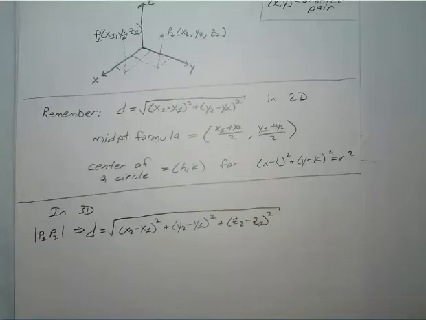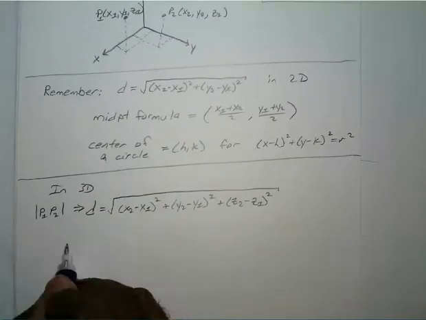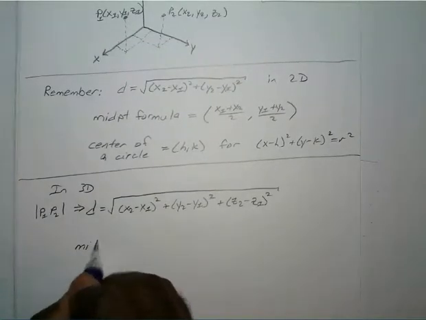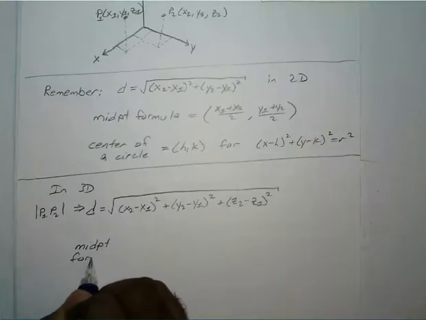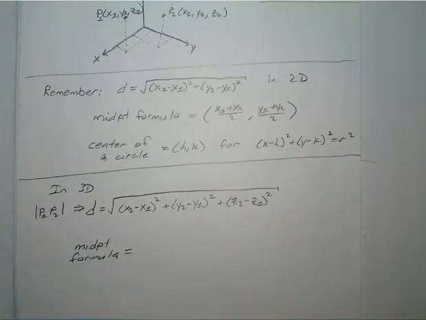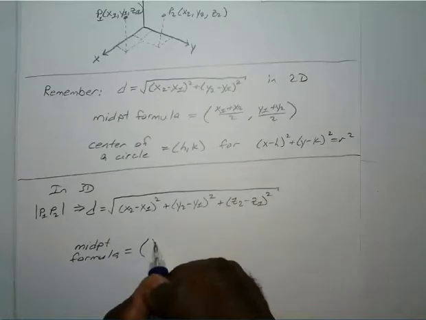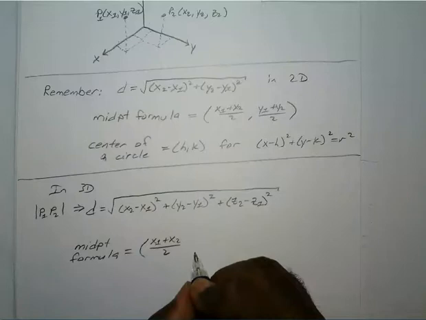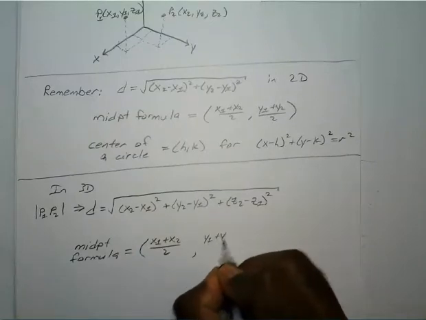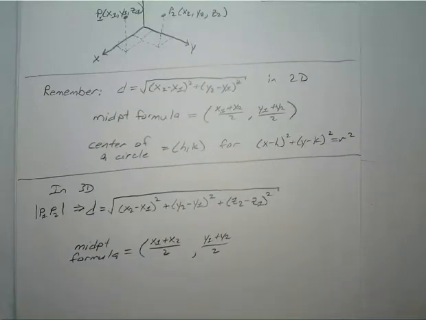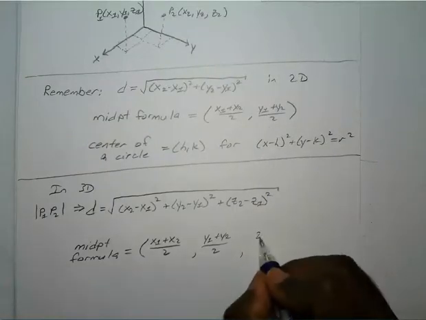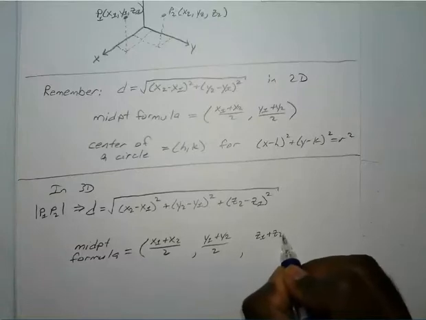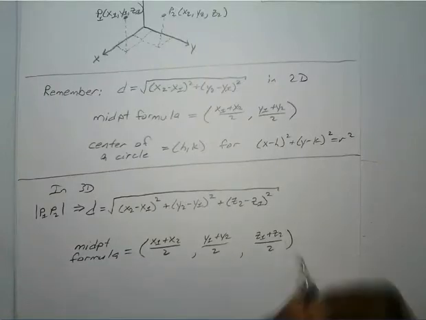Alright, so what about the midpoint formula? Hopefully you're starting to see the trend. In your midpoint formula, you have x1 plus x2 divided by 2, y1 plus y2 divided by 2, which is the exact same as up here, but you also have z1 plus z2 divided by 2.